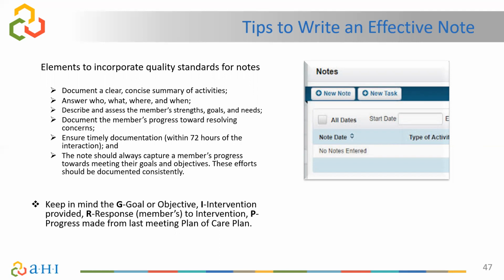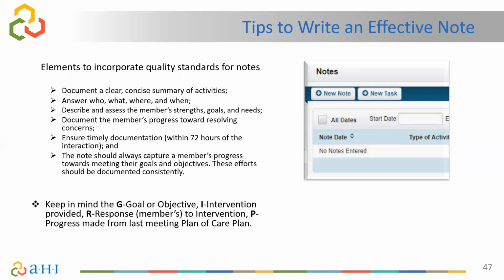We want to describe and assess the members' strengths, goals, and needs. Document progress toward resolving those concerns, or those strengths, goals, and needs. How's that going? They should be timely. We have a 72-hour requirement of the interaction with the member, the individual, that documentation goes into the electronic health record.